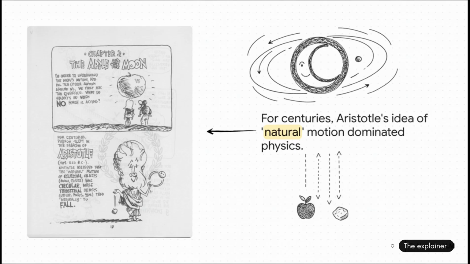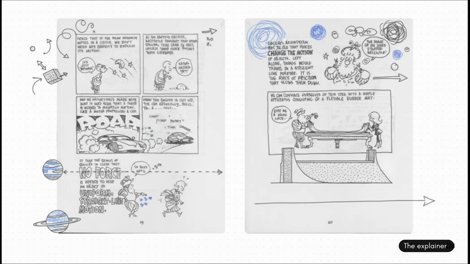Everything in the universe has a natural place it wants to be. So things in the heavens, like the moon, they naturally move in perfect circles. And earthly things, like rocks and apples, well, they naturally want to fall straight down. You know, on the surface, kind of makes sense. But this is where the old world of physics just gets completely shattered.